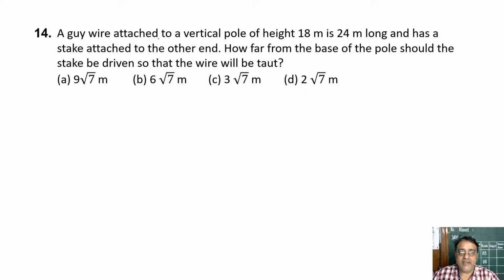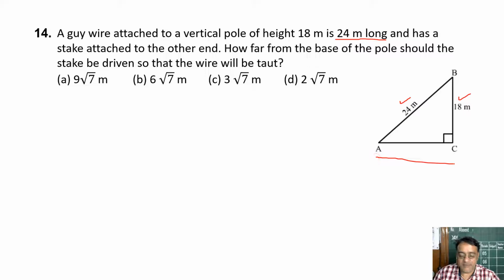A guy wire attached to a vertical pole of height 18 meter is 24 meter long and has a stake attached to the other end. How far from the base of the pole should that stake be driven so that the wire will be taut? So first we will draw one rough diagram. This is the height of the pole and this is the length of the wire. And we have to find AC. So how will you find AC? Pythagoras theorem.